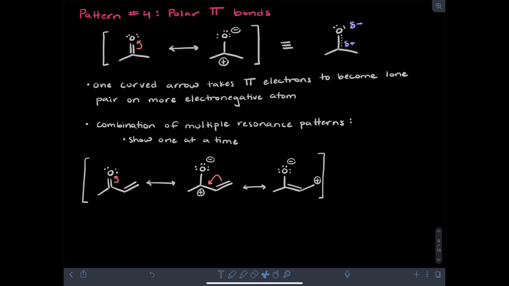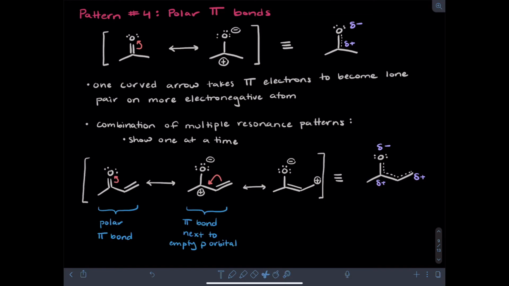This gets me to a third resonance structure, where oxygen still has 3 lone pairs and a negative charge, but my carbon-carbon pi bond has moved, and now my carbon on the end of the molecule has the positive charge. In my resonance hybrid, I would have dotted lines running from oxygen to carbon to carbon to carbon. I would have two sites, both carbons with partial positive charge, and I would have oxygen with partial negative. To recap, the two resonance patterns I used in this case were first the polar pi bond resonance, and then the pi bond adjacent to an empty p orbital.